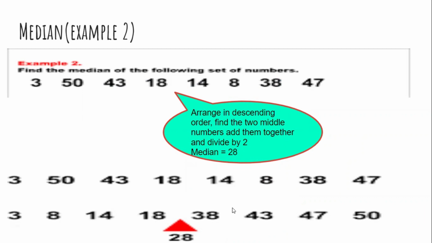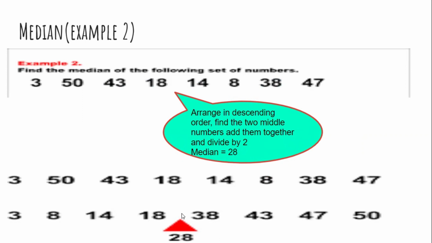Now, when we find 18 and 38, what do we do? We add them together, so 18 plus 38, and then we divide by what? 2. We divide by 2 because there are 2 numbers. This is the same as finding the average of the 2 numbers. And the average of the 2 numbers, which in this case is 28, is the number that is called the median.